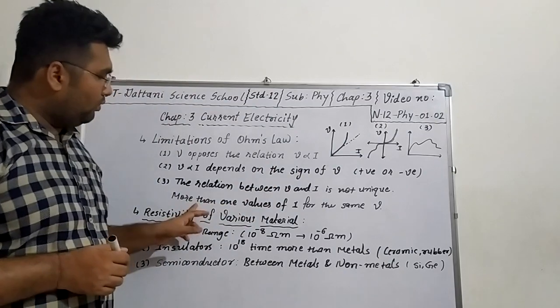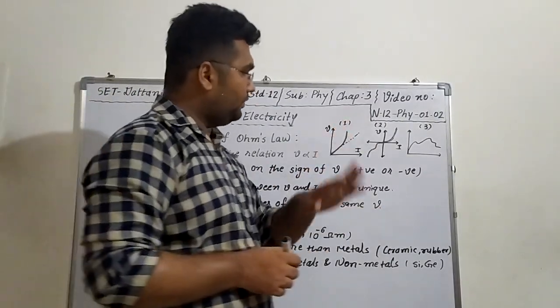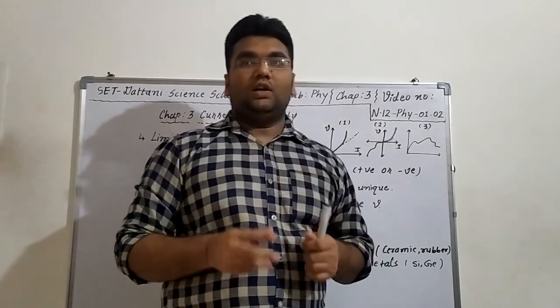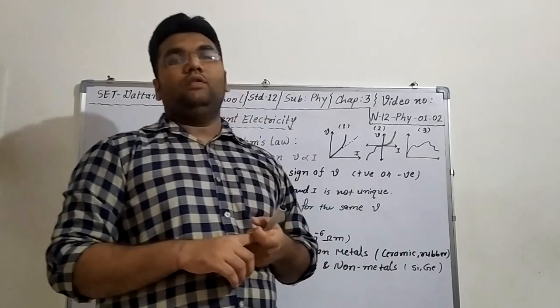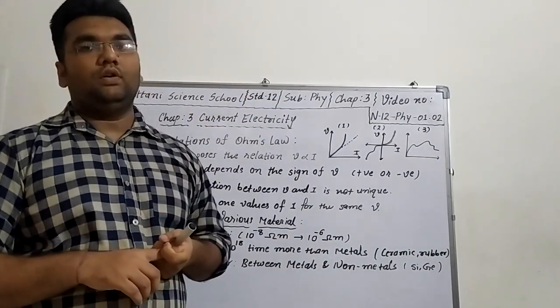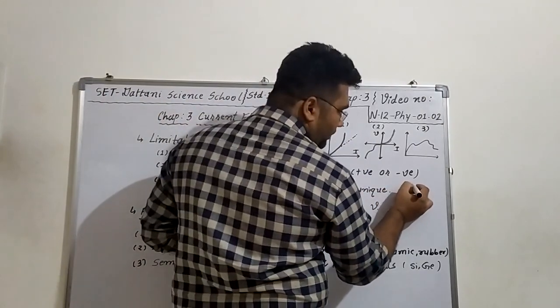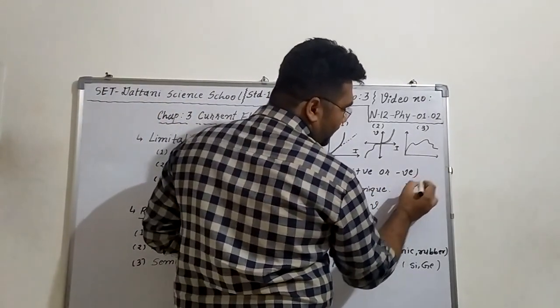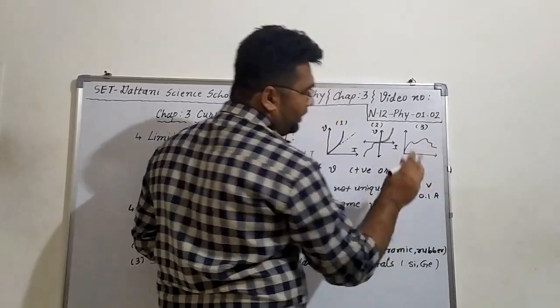This is the graph of the third limitation, which says that the relation between V and I is not unique. More than one value of I for the same V. That means if you take V equal to 5 volts, I equal to 0.1 ampere.